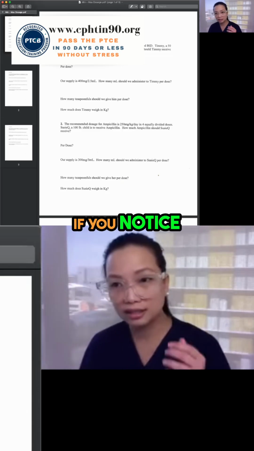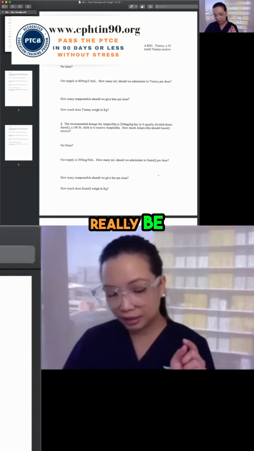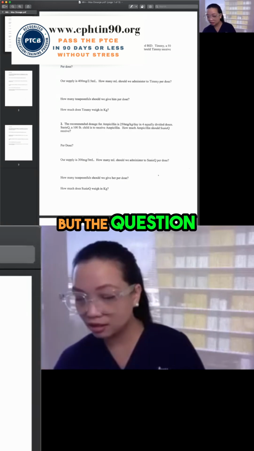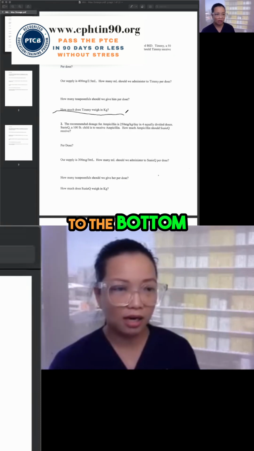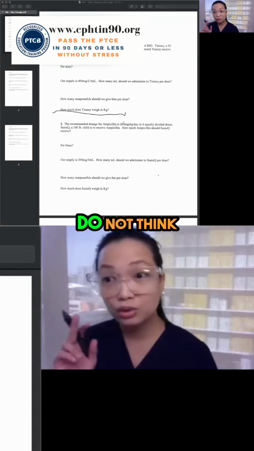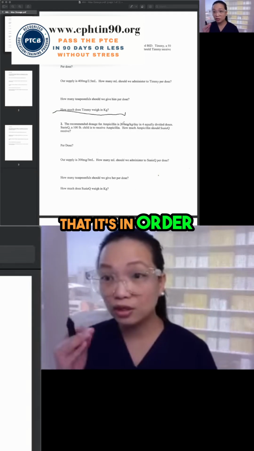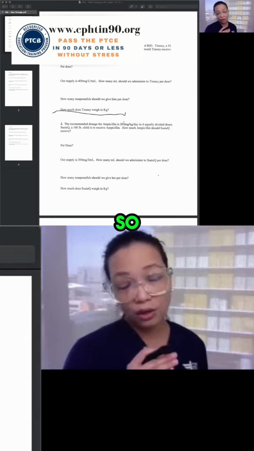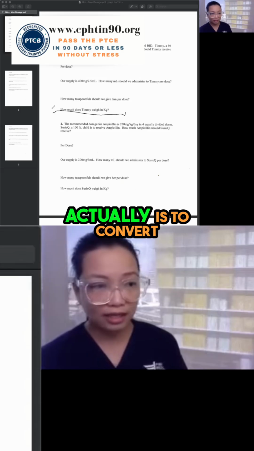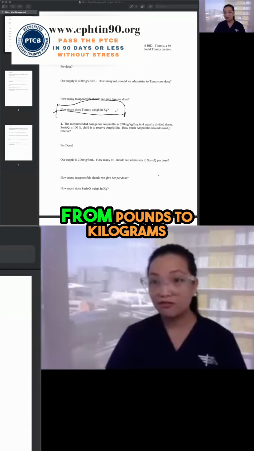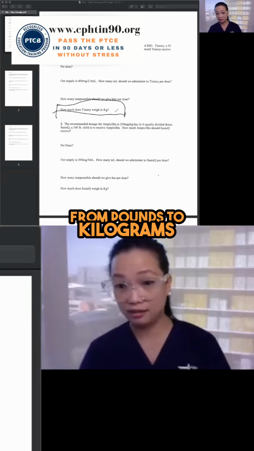If you notice, the first step should really be calculation of the weight, right? But the question is all the way to the bottom. So when you're thrown a series of questions, do not think that it's in order. The first problem actually is to convert Timmy's weight from pounds to kilograms, right?